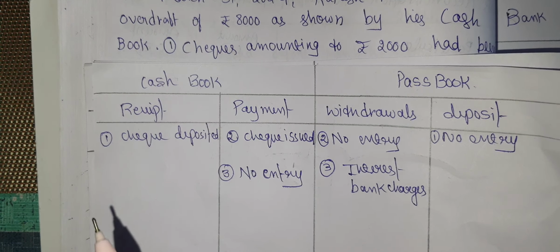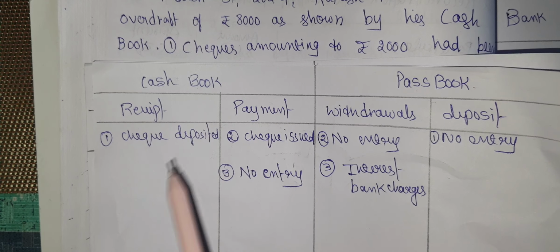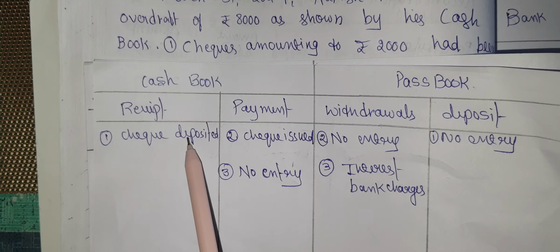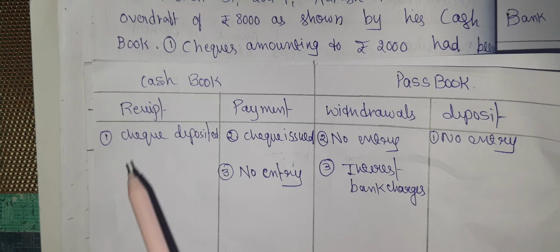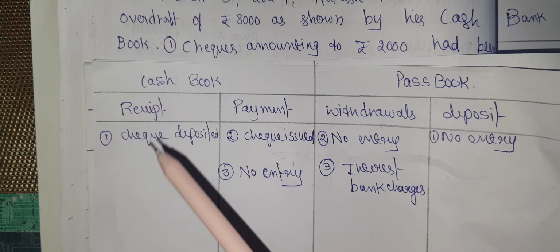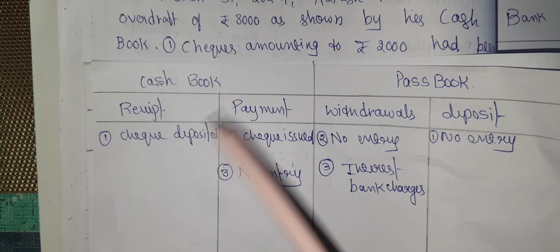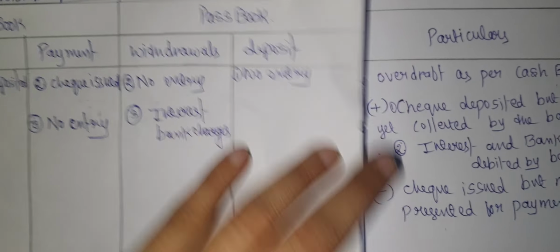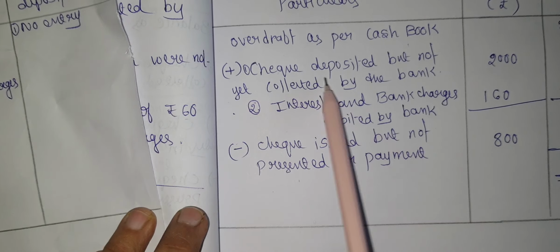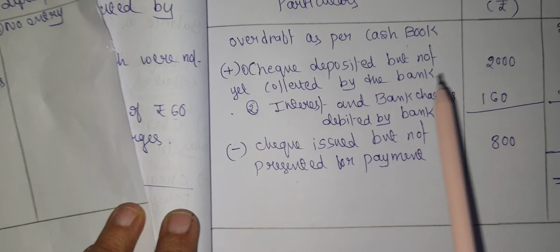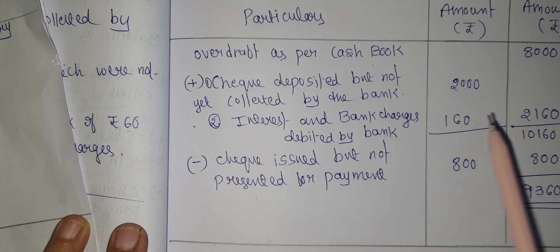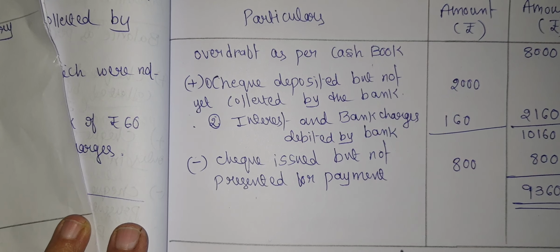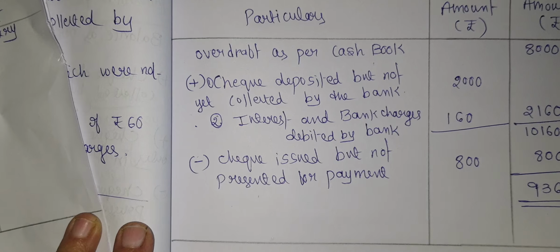Remember this point. See the effect on cash book: check deposited means the balance is increasing. Increasing means we have to add. See here, check deposited but not yet collected by the bank, that is rupees 2,000. Write it down in the inner column. I hope this point is clear to you all.